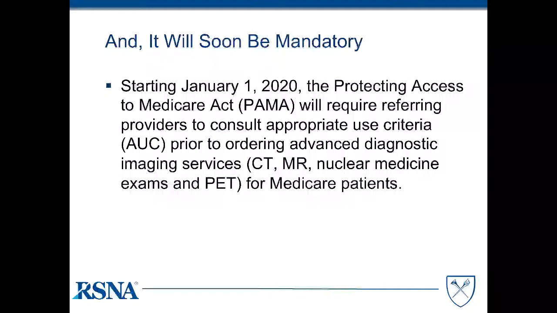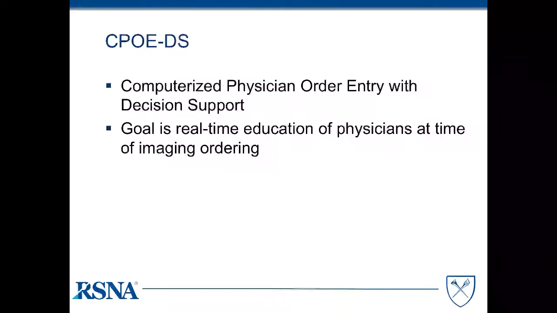You see, because of the Protecting Access to Medicare Act, the PAMA legislation that was passed several years ago, physicians will be required to consult appropriate use criteria, AUCs, prior to ordering advanced diagnostic imaging services for CT, MR, nuclear medicine, and PET studies for their Medicare beneficiaries. So, for our practices to get paid by Medicare for these studies, we'll need to make sure that our referring physicians are using these tools and that we capture the decision support numbers that they generate.